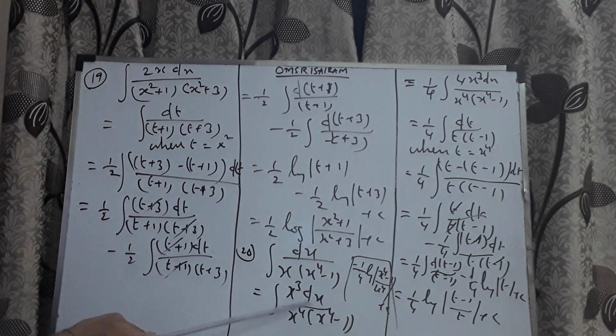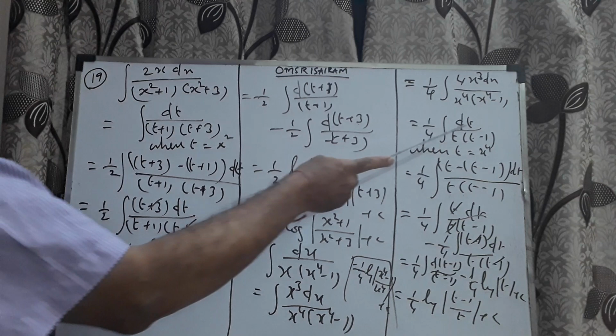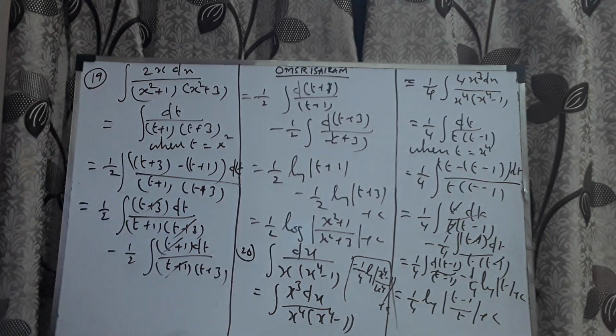Here, multiply and divide by x cube in the second step. The derivative of x power 4 is 4x cube, multiplied by 4 in the next step. This can be replaced by dt by t into t minus 1, where t is x power 4. Write the numerator as t minus 1. T minus t gets cancelled. Minus of minus 1 is plus 1.